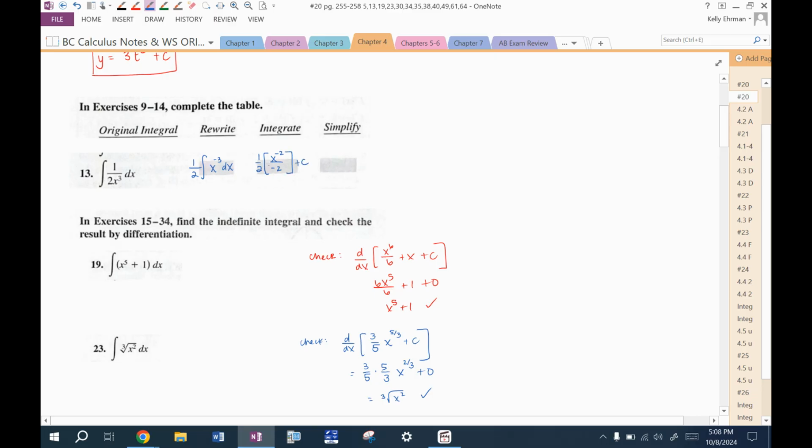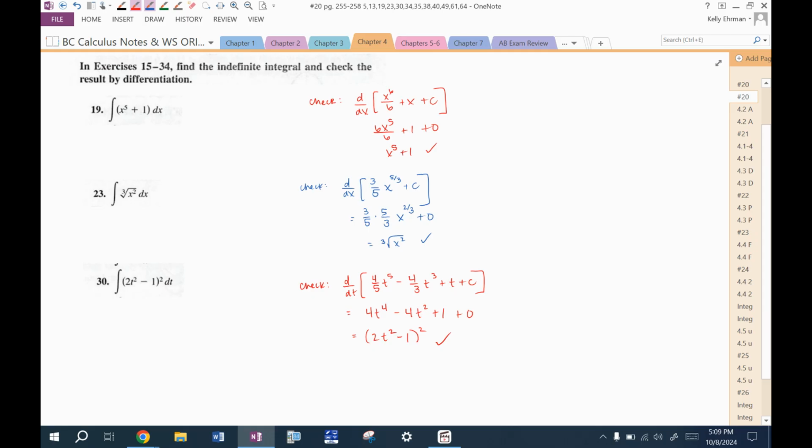And then we just need to clean this up. This is negative 1/4, and the x to the negative 2 can get sent to the denominator. The plus c is just along for the ride here, so that's the final answer. You're not putting the plus c inside of brackets and making it 1/2 or anything like that.